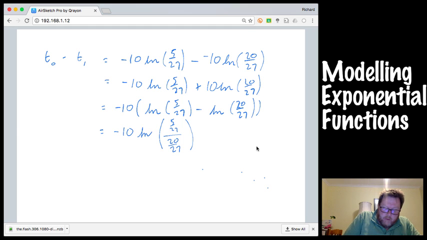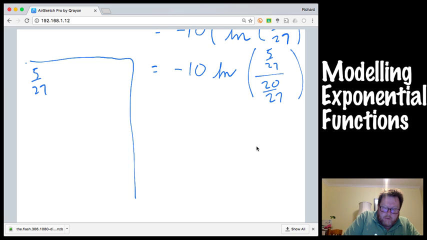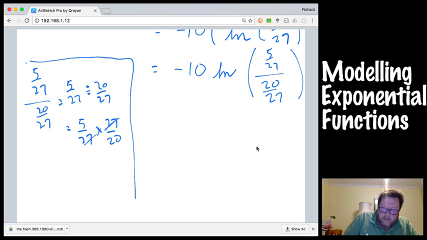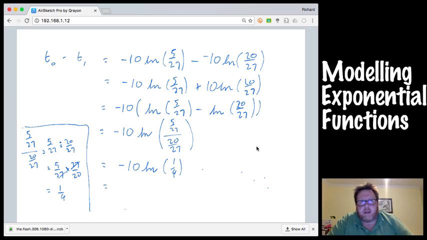I might just do this over here in the corner, and I'll zoom up so you can see it. 5/27 over 20/27 is equal to 5/27 divided by 20/27, which is equal to 5/27 times 27 over 20. The 27s cancel out, and 5 goes into 20 four times, so it's 1/4. So that's equal to minus 10 ln 1/4. That we can put into our calculator quite happily.